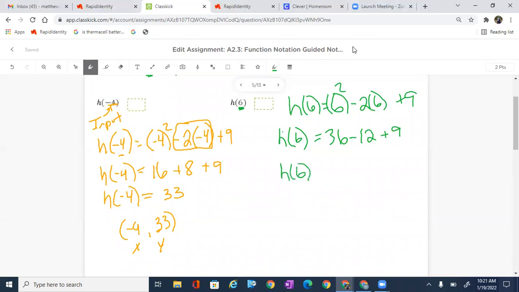h of 6 equals, well, 36 minus 12 is 24, and 24 plus 9 is 33. So what does that mean? We've got the point, which is we put in an x of 6, and we're going to get out the value 33. So let's go to Desmos.